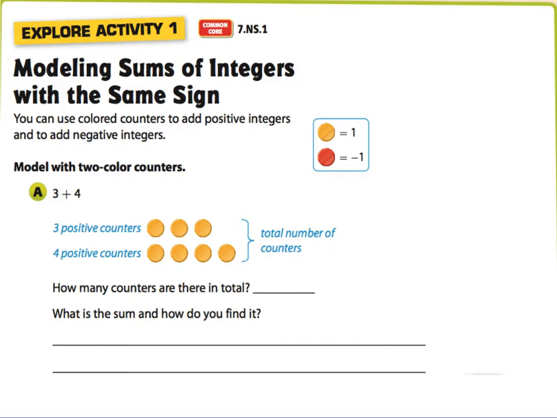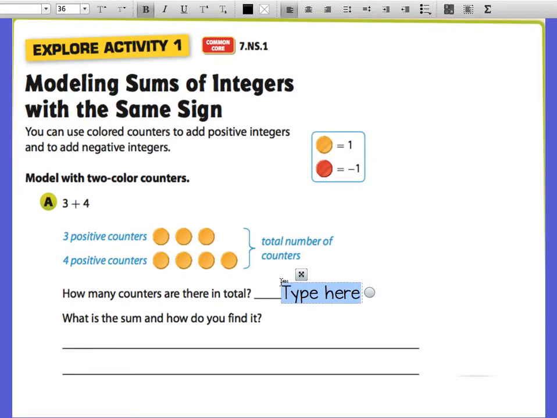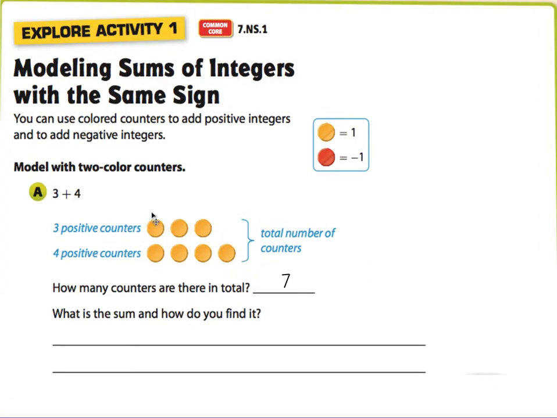Right, so if we had counters in front of us, these little dots each represent 1. However, the yellow counters represent a positive 1, and the red counters represent a negative 1. Well, if I have 3 yellow counters and I add 4 yellow counters, that is going to give me a total of 7 counters. The reason I have a total of 7 is because I'm adding the same things. I'm adding yellow counters and yellow counters. More specifically, I'm adding positive and positive.